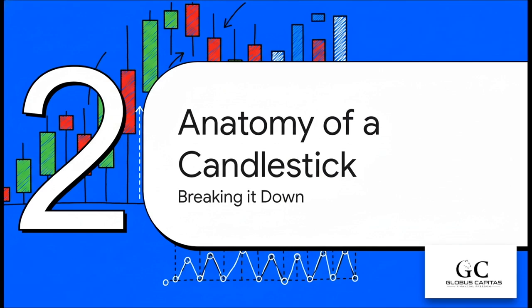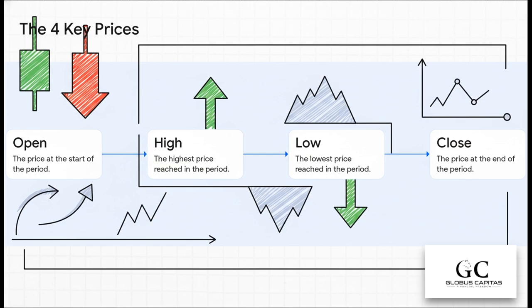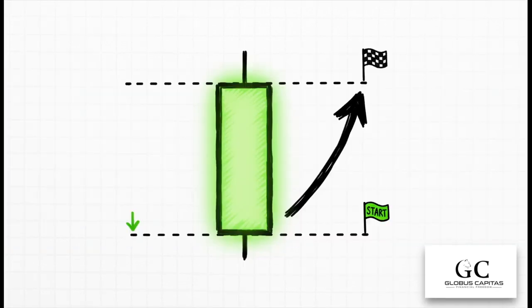Let's break it down. Okay, so every single candlestick is built using just 4 key prices. That's it. You've got the open, the price at the start, the high, the absolute highest it went, the low, the rock bottom price it hit, and finally the close, the price when the time was up. These 4 points come together to make the candle's shape. Now that thick part in the middle, that's called the body, and it shows you the main event, basically the journey from the opening price to the closing price.